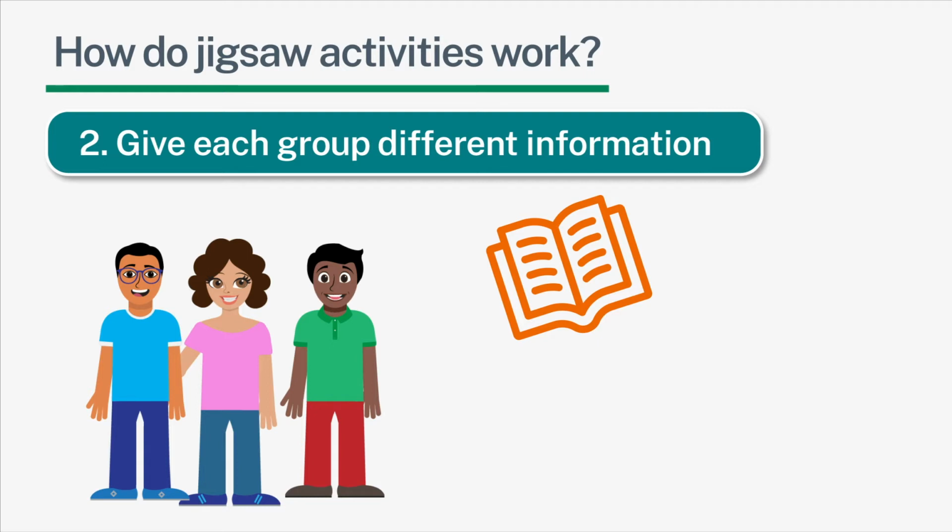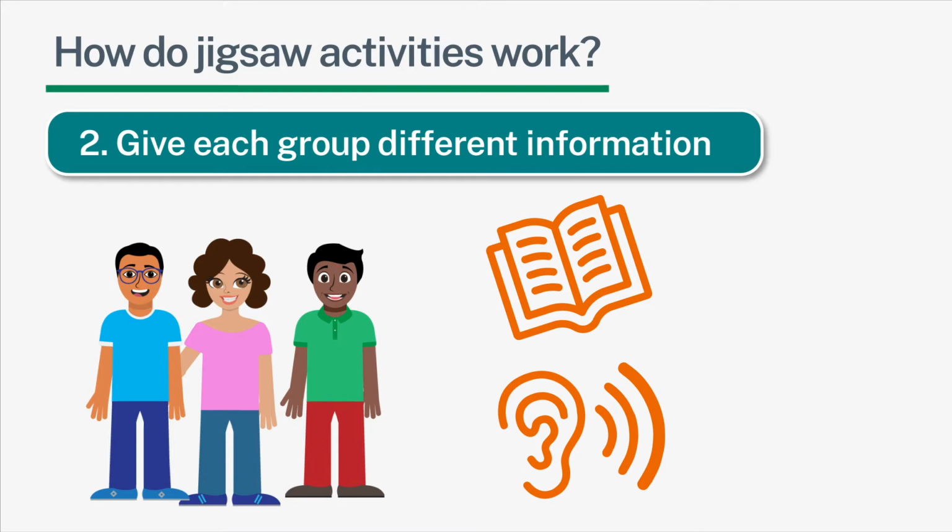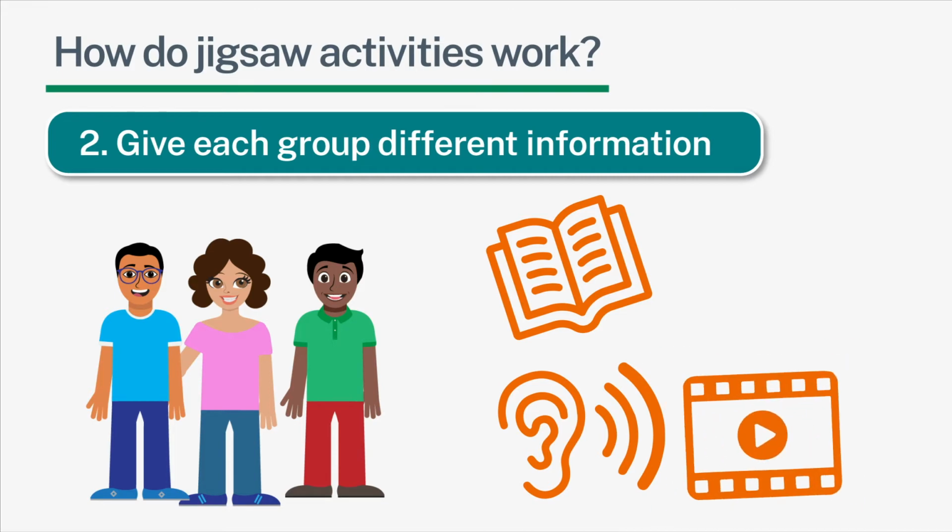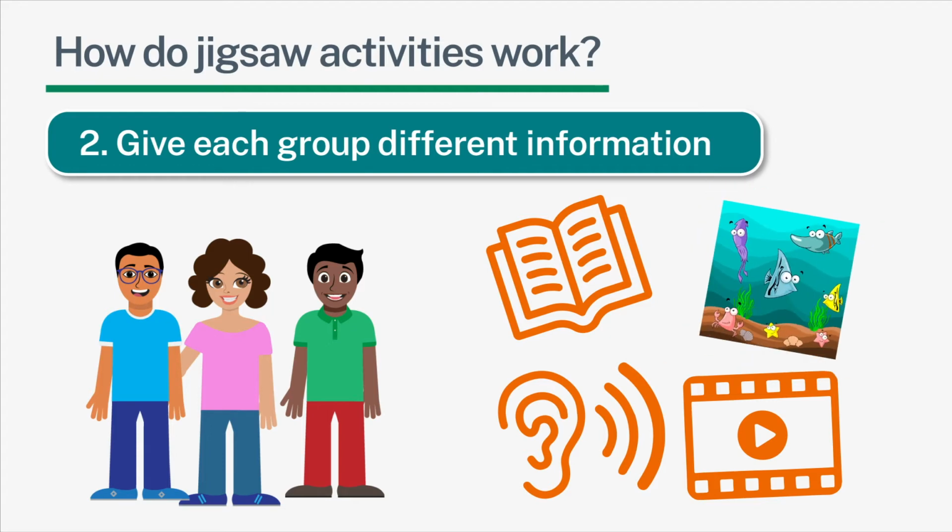Information can also be presented orally. For example, learners could listen to different parts of a story, audio extract, or podcast, or perhaps a relevant video on particular lesson content. And lastly, information can also be presented visually. For example, text could be accompanied by relevant images. For primary learners, this might take the form of a word mat.